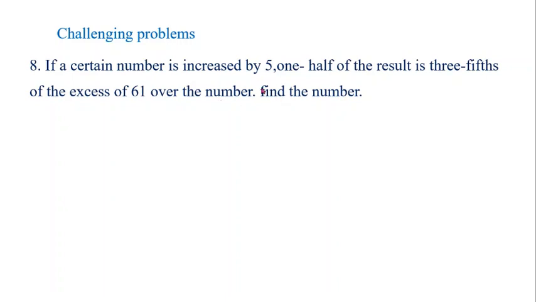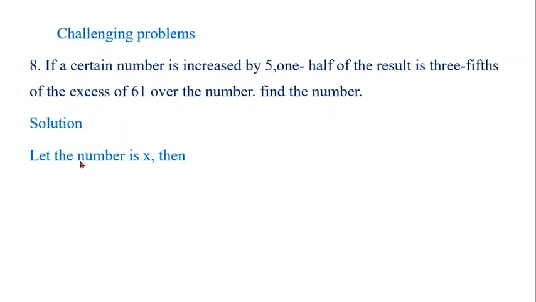Find the number. So, here, if the certain number is x, then increased by 5 means x plus 5. Then, one half of the result means x plus 5 divided by 2 is 3/5 of, means 3 over 5 times the excess of 61 over the number. So, since the certain number in this problem is denoted by x, the excess of 61 over x means 61 plus x.